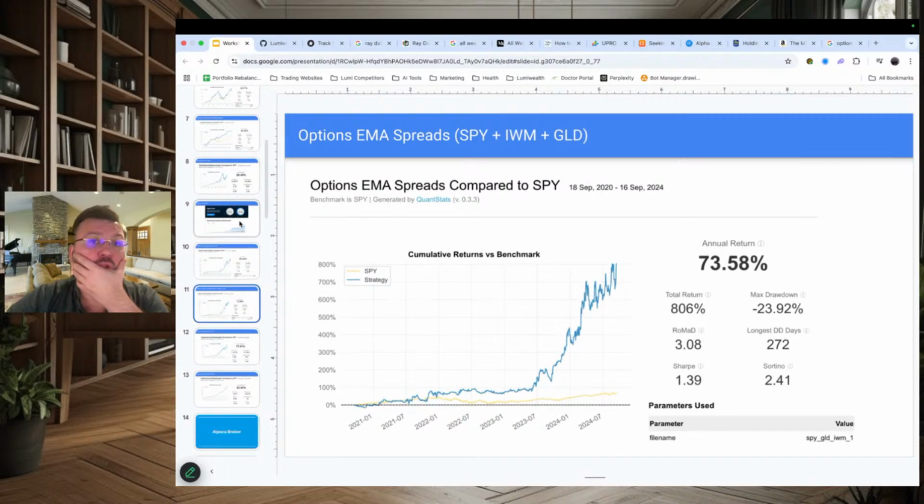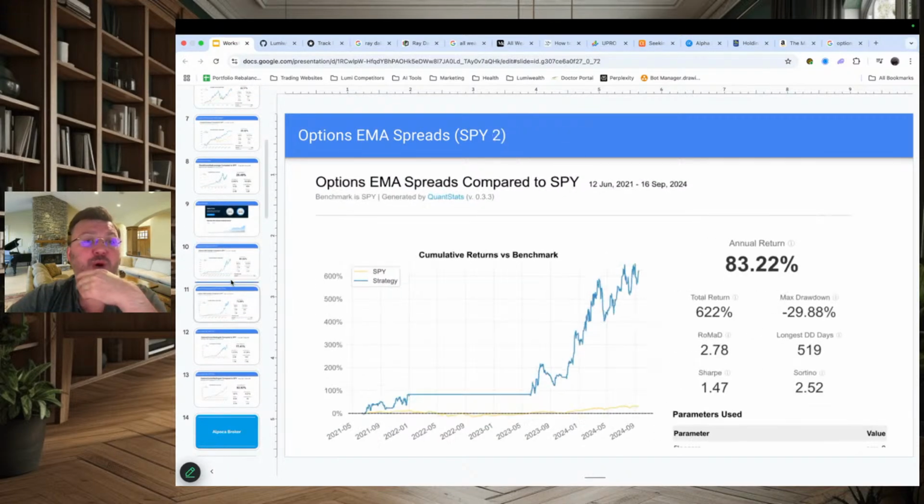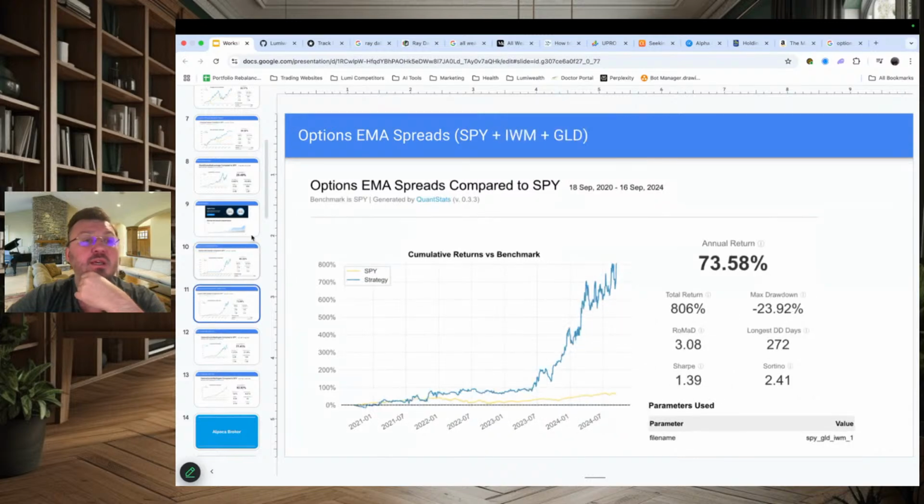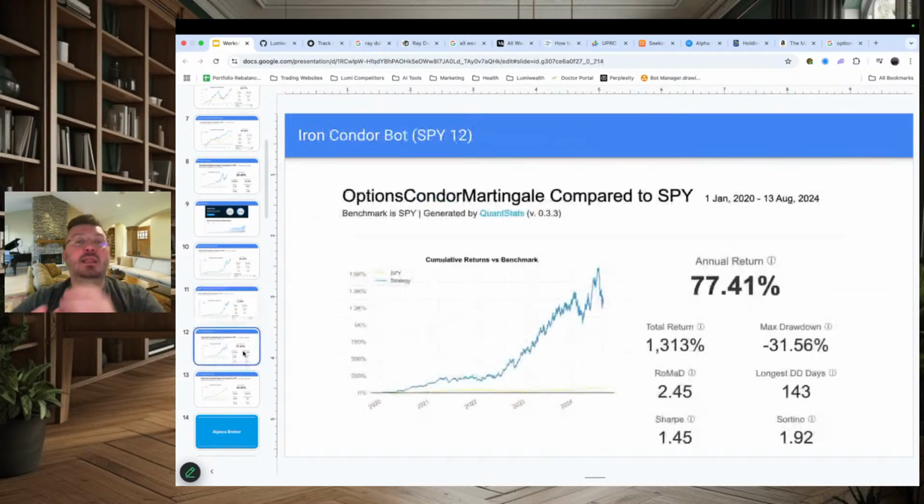Okay, cool. So we have our option spreads bot. I was talking about our EMA spreads. Let me show you one more bot, and then we're going to move on to show you exactly how to run this.